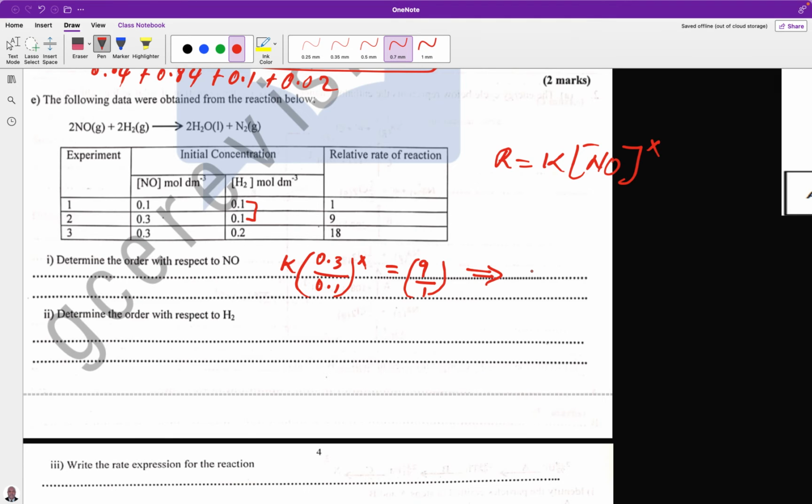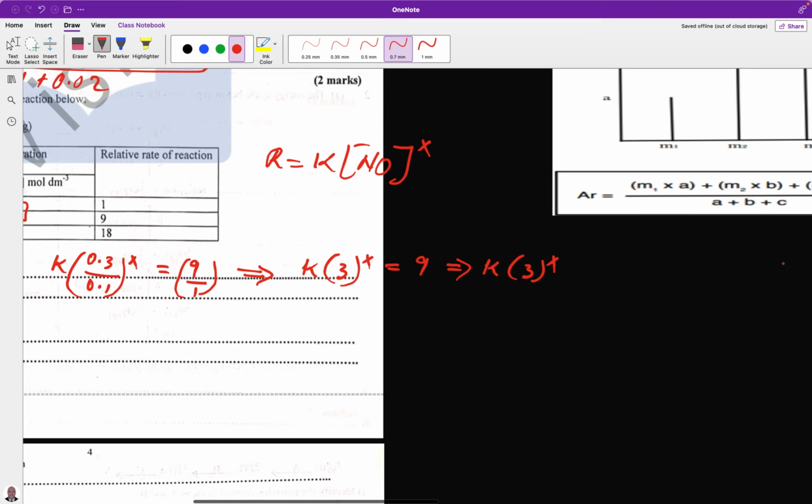So now, let's do this. K, that is the rate constant. This divided by this is 3. Say that it is 3 here. 3 to the power x, which is equal to 9. Okay, 3 to 9. We now say K times 3 to the power x, and 9, which will be equal to what? What factor can we multiply? Can we square? That will give us 9. 3, we now go into 3 square.